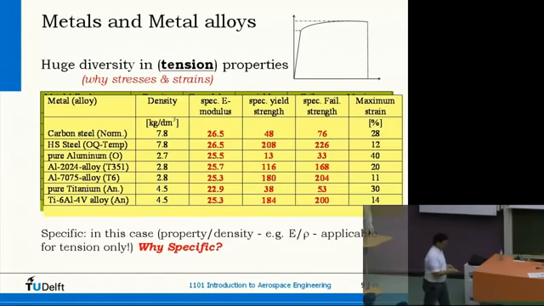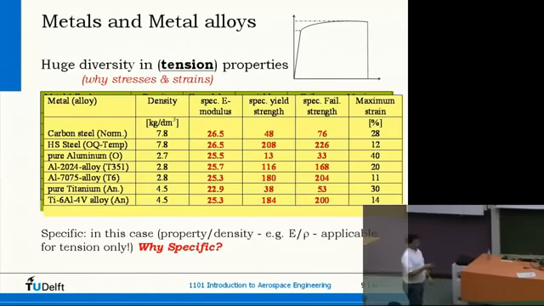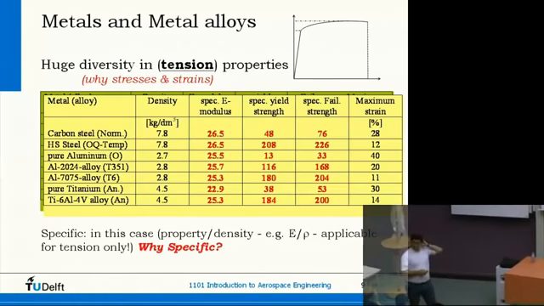Yeah? So if we compare materials for aerospace applications, we often look at so-called specific properties. Not just at the basic properties, but specific properties. Because we have to fly. And again, this is for tension. It's the most simple formula. You get these kind of formulas. Property divided by density.